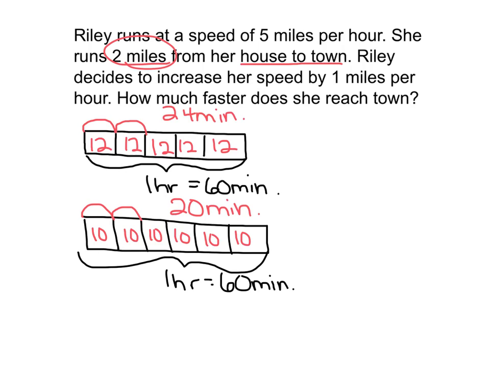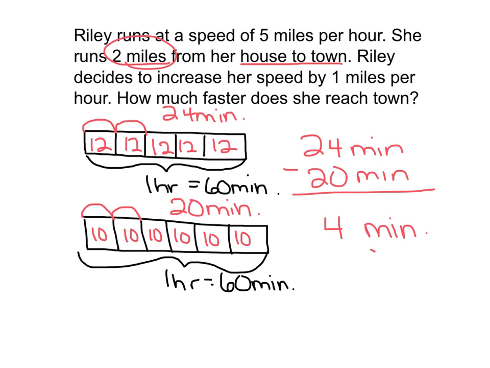So it says, how much faster does she reach town? Well, since the first time she ran 24 minutes, and the second time took her 20 minutes, Riley will reach town 4 minutes faster.